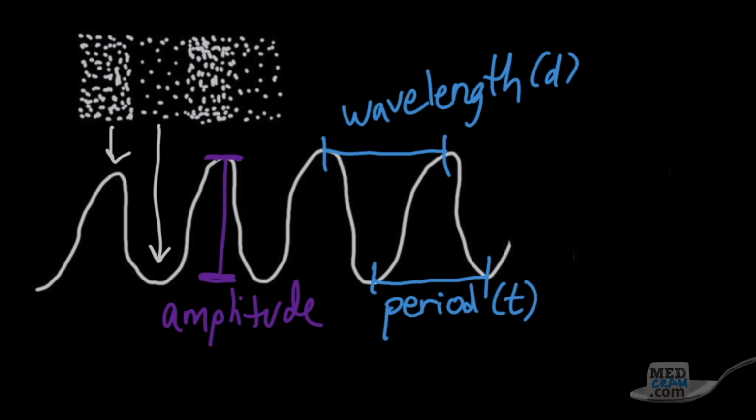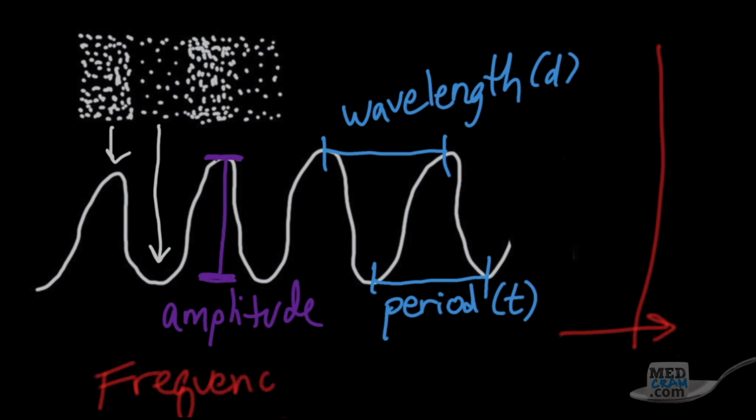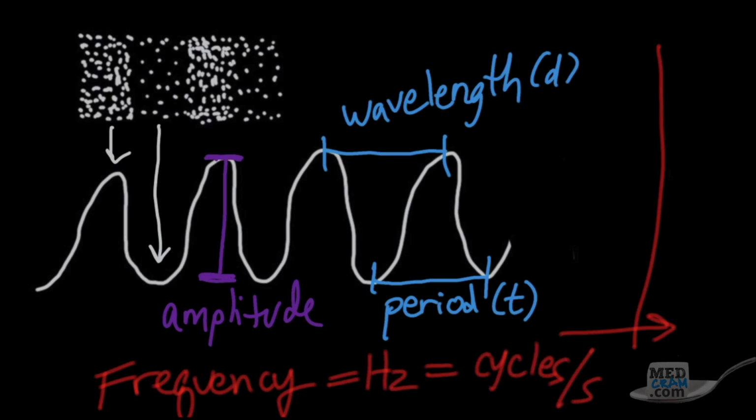And then lastly, we'll look at frequency. Frequency is how many sound waves travel past a certain point in a certain period of time. Frequency is measured in hertz, and hertz are cycles per second. So the more waves that pass a given point in a second, the higher the frequency. The fewer sound waves that pass a given point in a second, the lower the frequency.